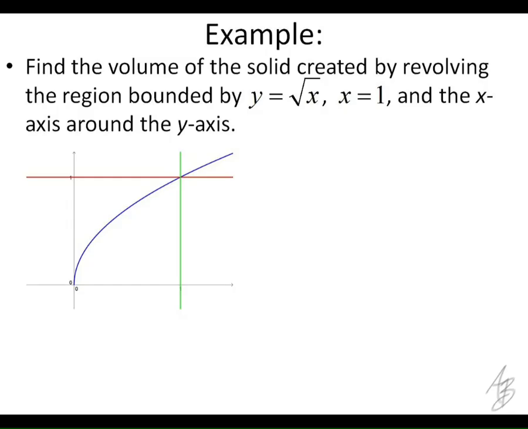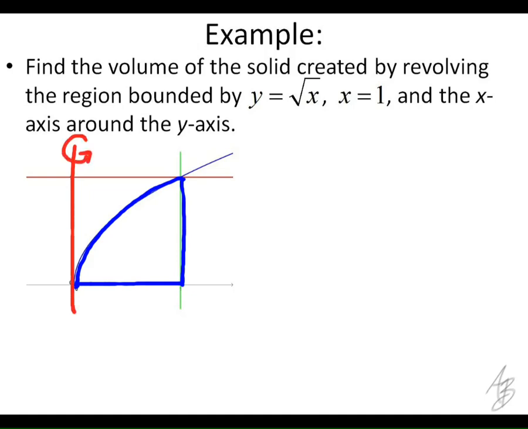So we have a picture that looks very similar to previous problems, and actually we're going to use the same region as we've used before, but we're going to rotate around somewhere else now. So we're still looking at this region here bounded by the square root of x, the x-axis, and x equals 1, but now we're going to revolve around the y-axis.